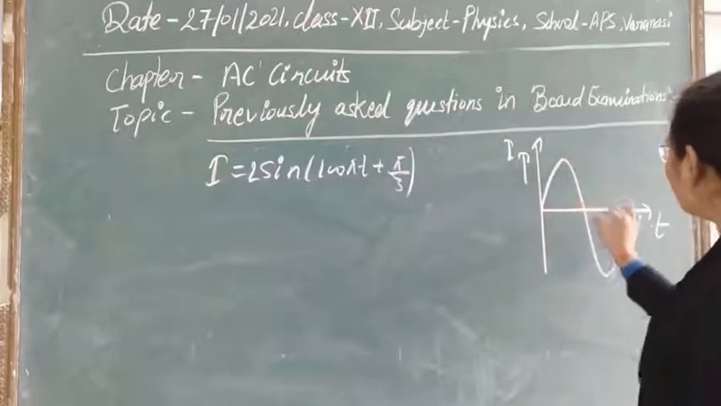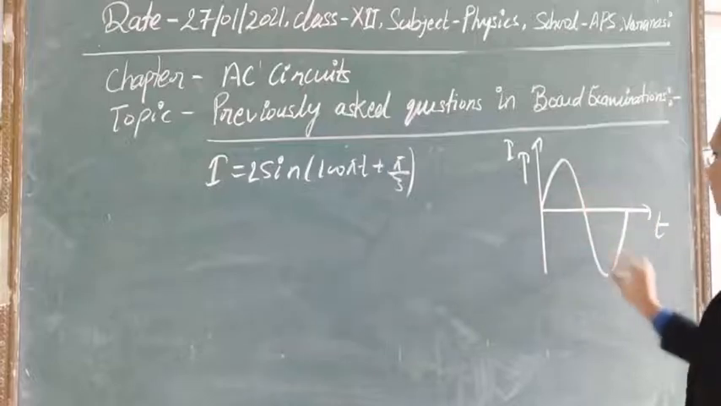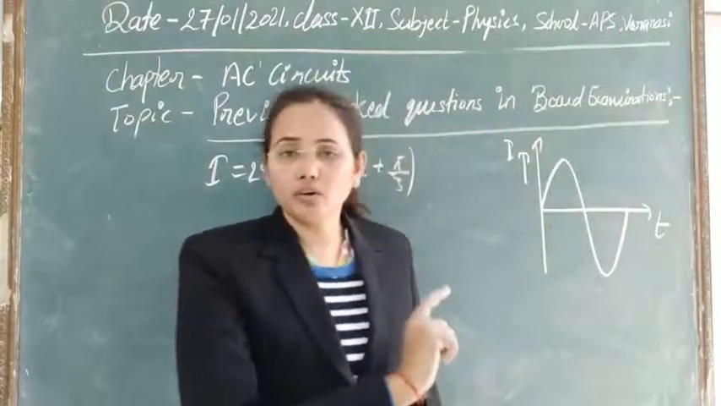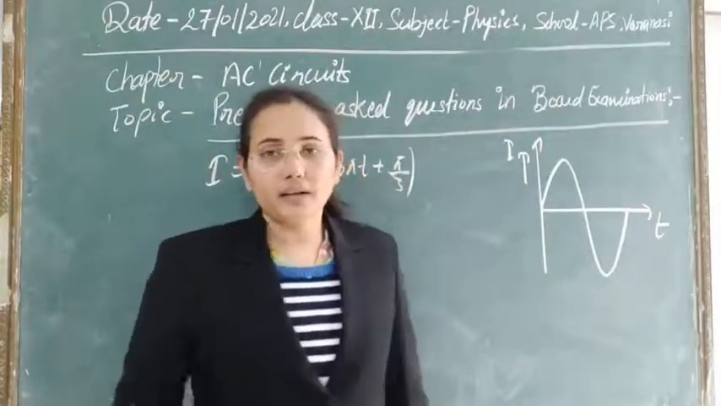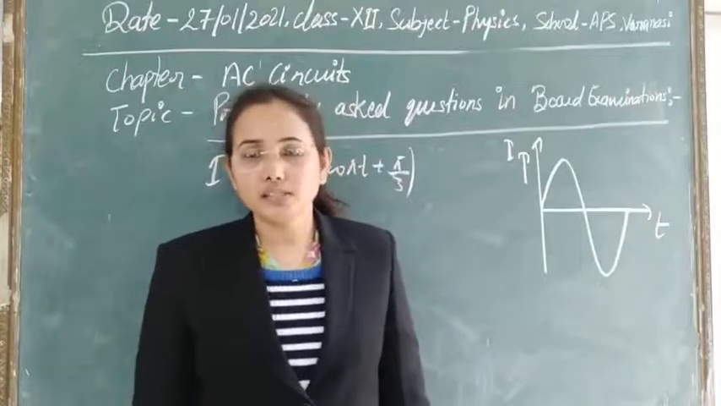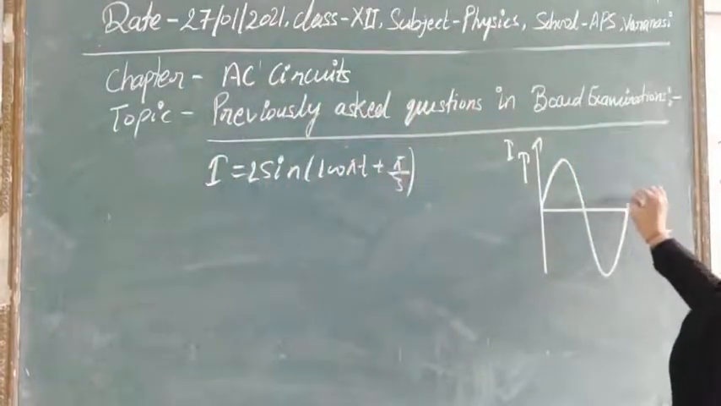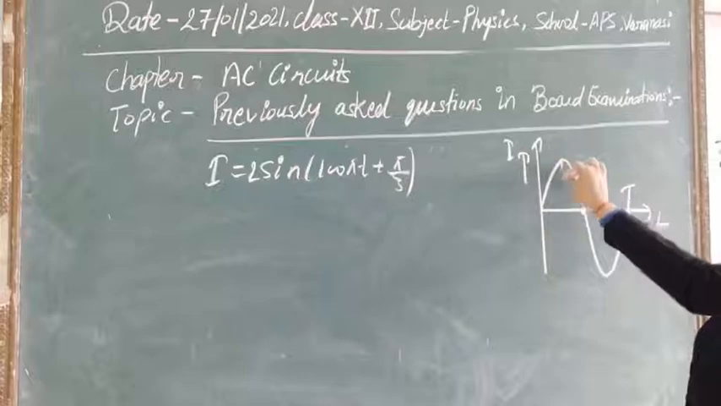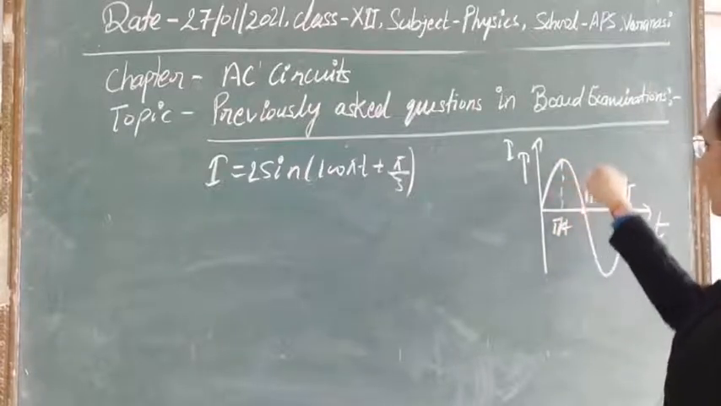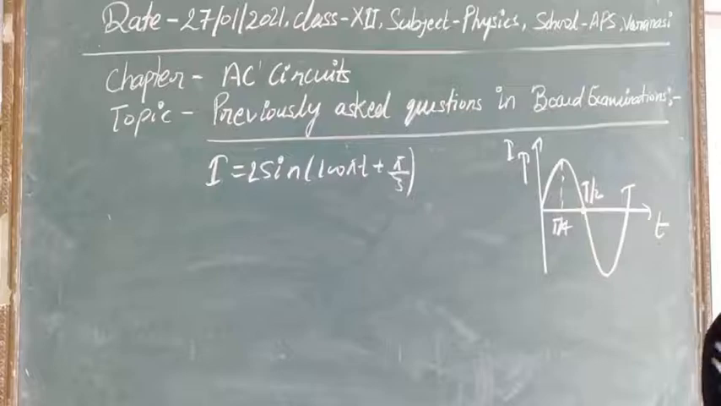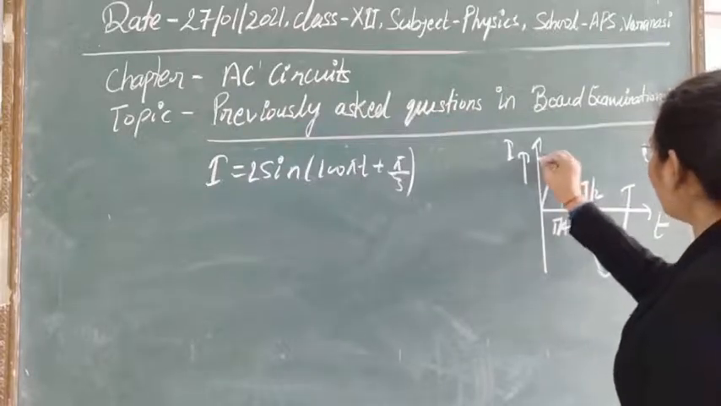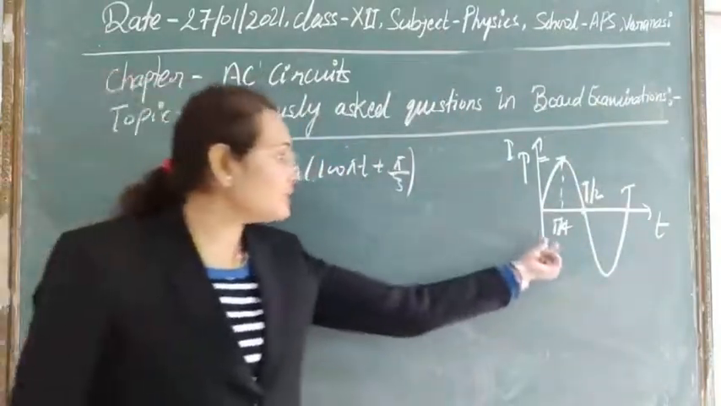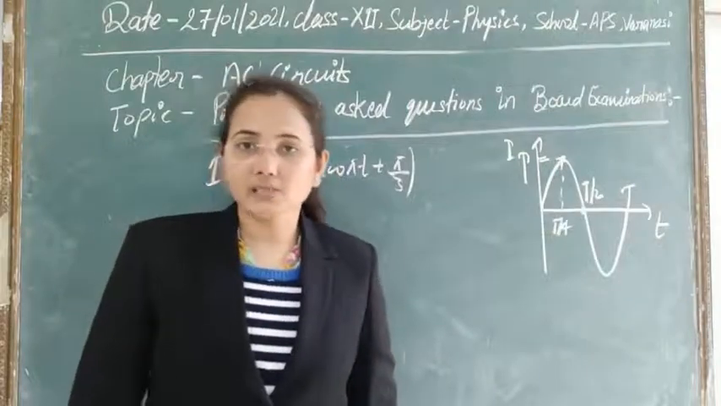Obviously you are seeing that this is one complete cycle. In the case of waves and oscillations you have studied that this is one complete oscillation or one complete cycle of a wave, and the time taken to complete one cycle is known as its time period T. Then this will be equal to T by 2, which is half the cycle, and the first maximum will be at T by 4. So at t equal to T by 4 we will get the maximum value of current.